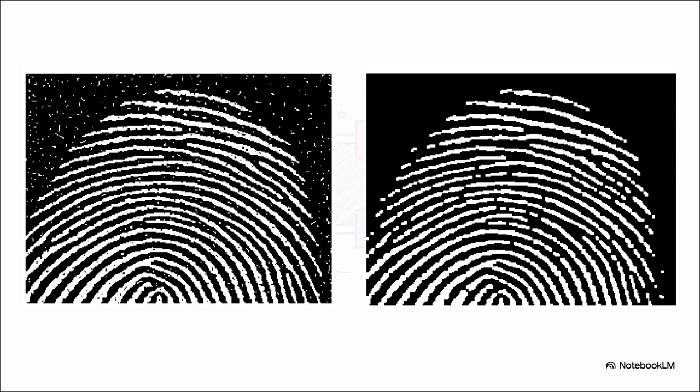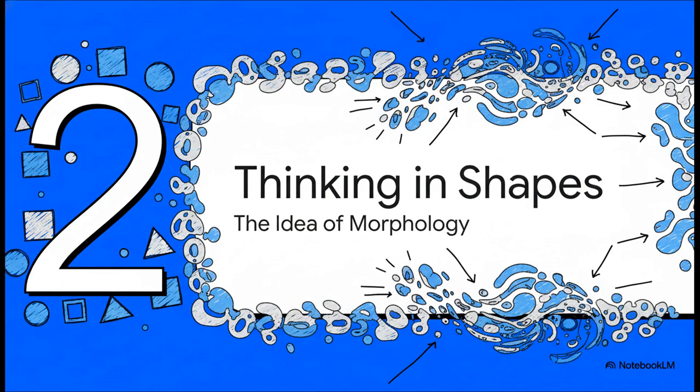Just look at the difference. On the left, you've got the noisy original, and on the right, you get this clean, crisp image after what's called morphological processing. All those stray dots? Gone. The ridges? They're solid now. It's a night and day improvement, and we're about to break down exactly how this magic actually works. To really get this, we've got to stop thinking about individual pixels. We need to start seeing the image in a completely different way.